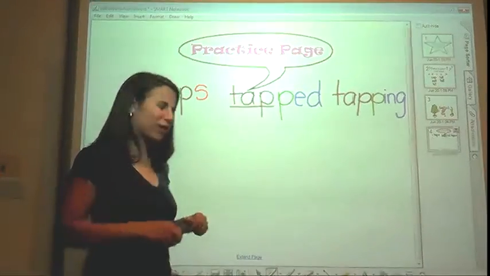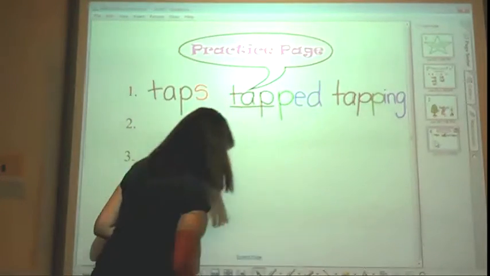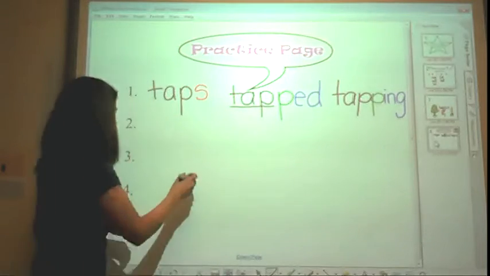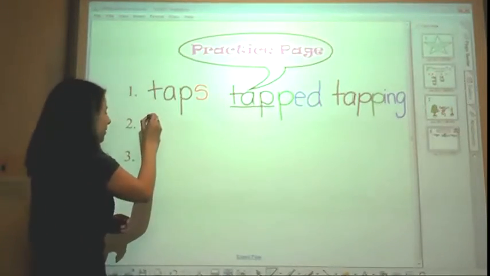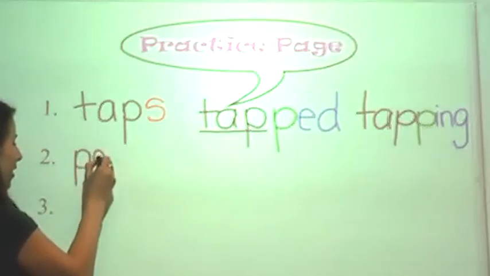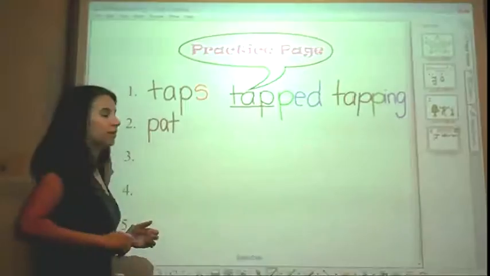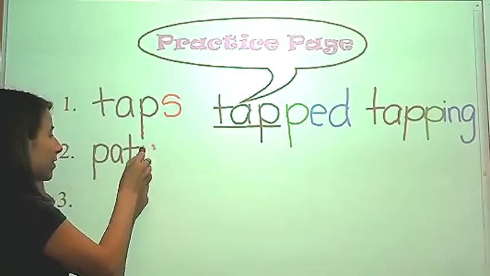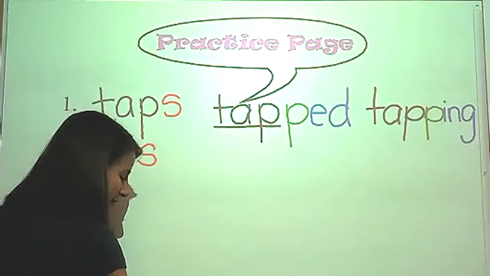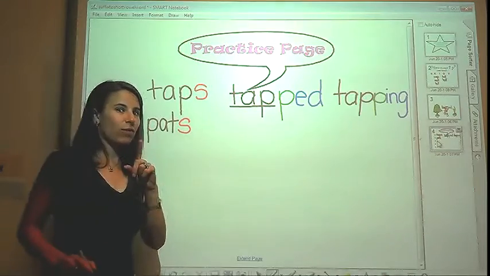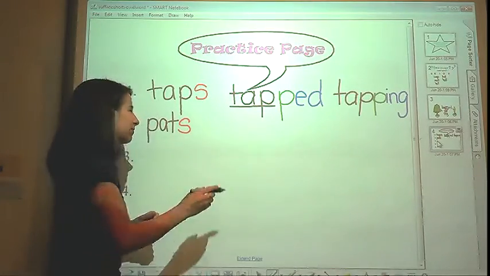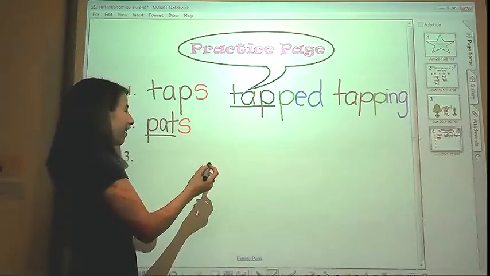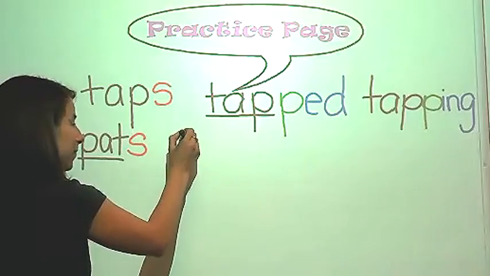Let's try a few more words. This time, we're going to try the word pat. Spell it with me if you know it. P-A-T. Now it's going to be pats. Remember, we just popped the S right on there. And it says pats. Can you remember what the root word of pats is? You're right, it's pat.